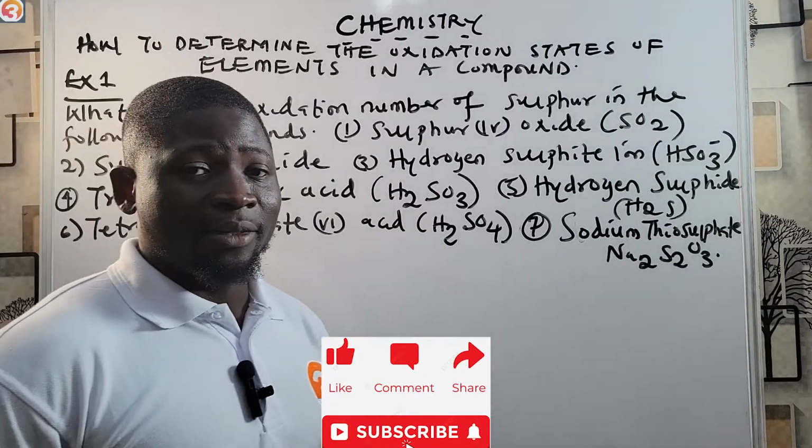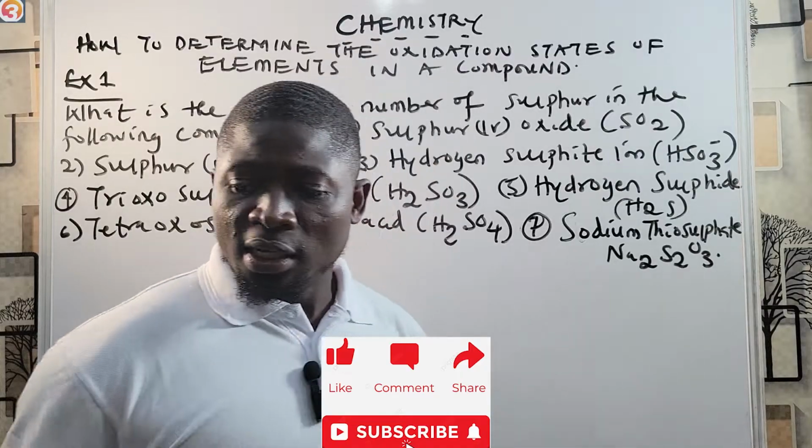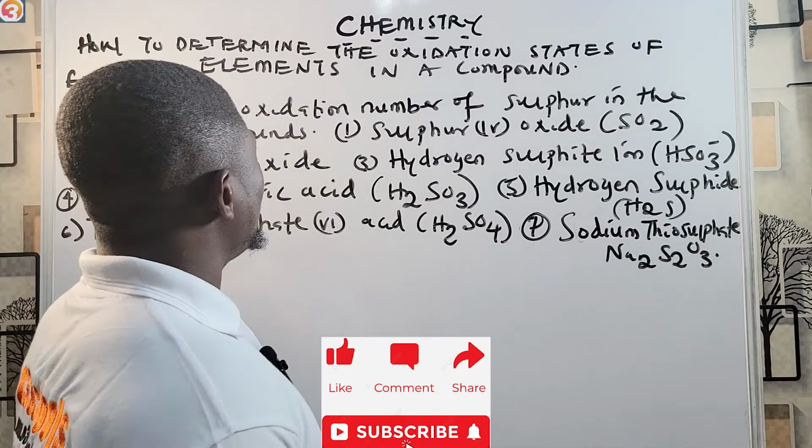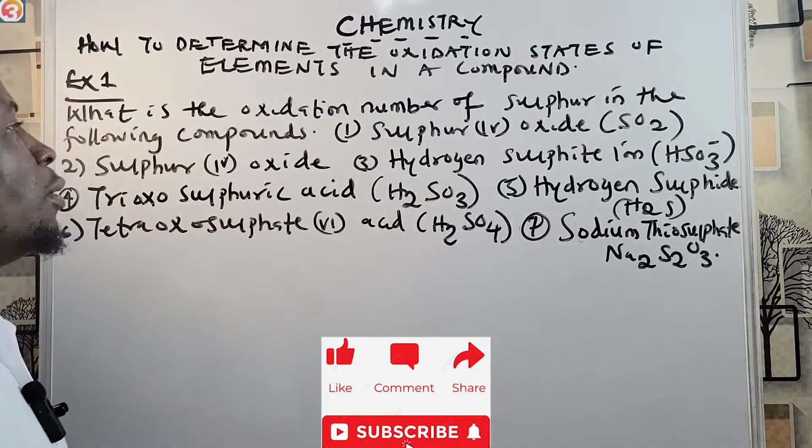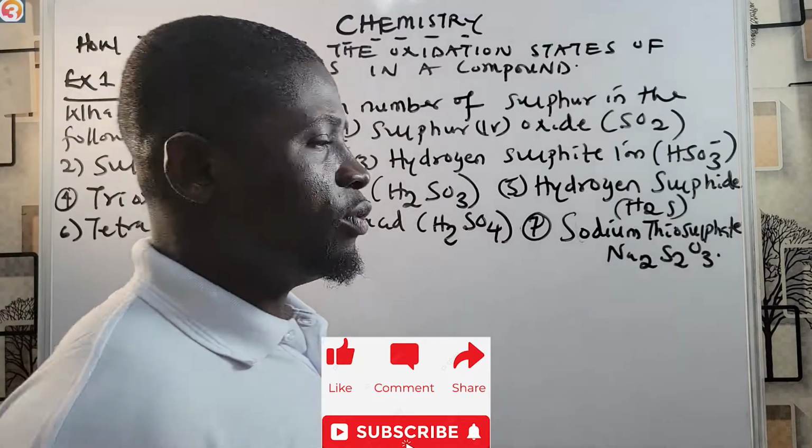Welcome back. All right, so this is the question before us. They say, what is the oxidation number of sulfur in the following compounds? Number one, we have sulfur 4 oxide.